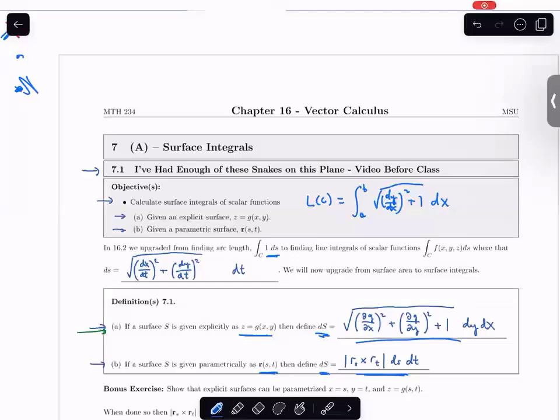Recording, there we go. Today's a long class. We need to talk about surface integrals, which are kind of an upgrade of line integrals. And I've tried to pare down this class as much as possible, but still you'll see that we won't make it all the way through this.